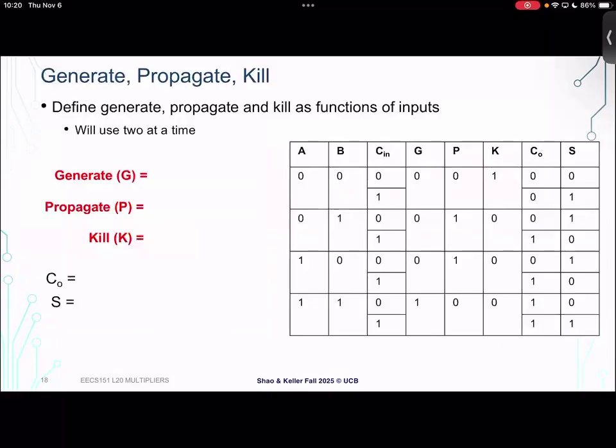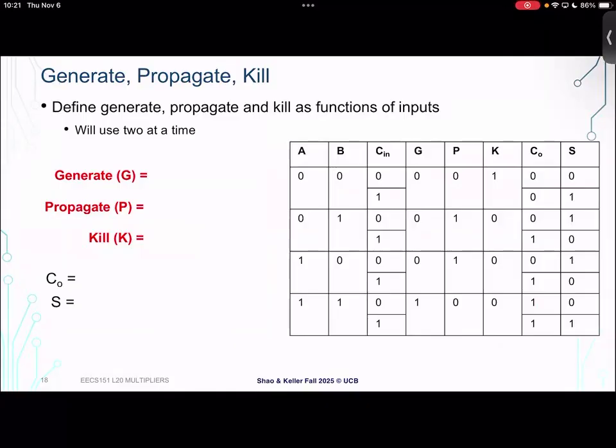All of the adders that are more advanced than a ripple carry adder use these special intermediate signals that we're going to go into detail on this slide, called generate, propagate, and kill. They have kind of funny names, but hopefully after we explain them, it'll make a little sense why we call them these things.